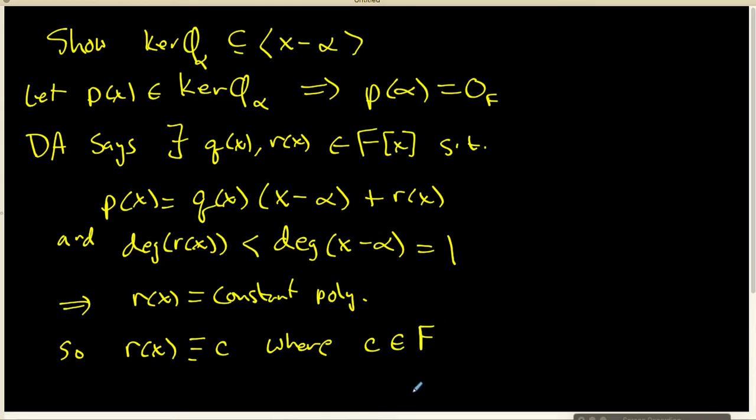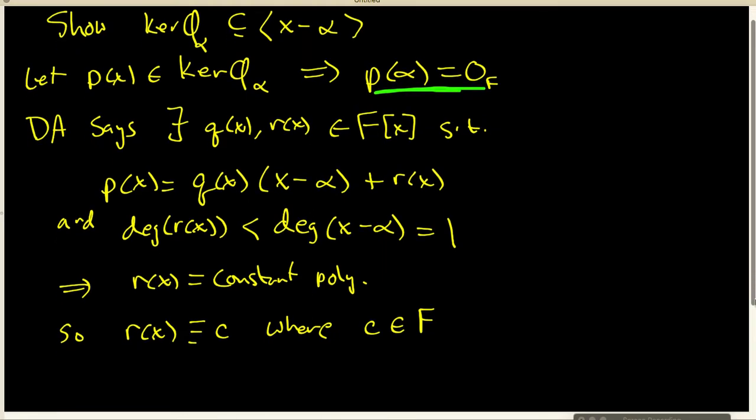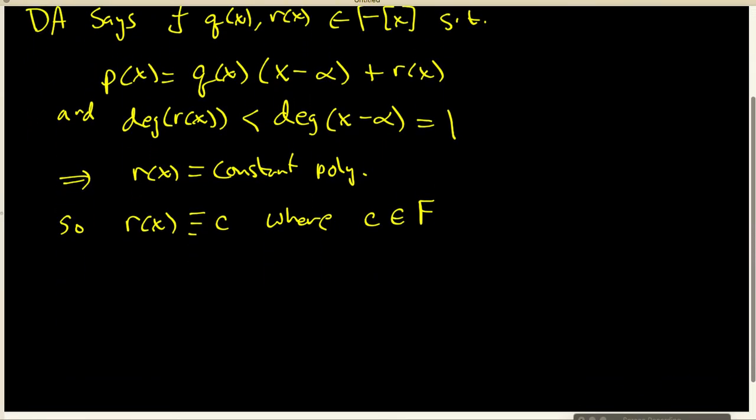Now, if we start looking at this particular equation up here, if c is equal to 0, then we're done because p(x) will be a multiple of x minus alpha, and that would put it into the principal ideal. So how are we going to show that c is equal to 0? Well, that's going to come from this fact up here. So let's put the two facts together in the following way.